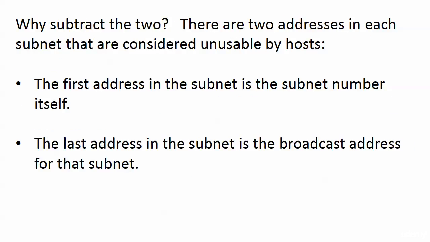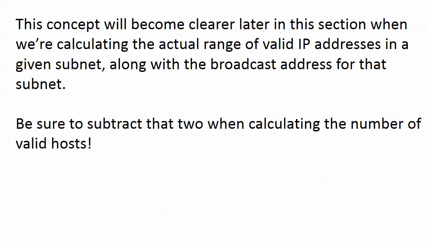Well, there are 2 addresses in every subnet that are considered unusable by hosts. The very first address in the subnet is the subnet number itself. So we can't assign that one to, you know, a printer or something like that. Now, the last address in the subnet is the broadcast address for that subnet. Now, I know I've told you the broadcast address 255.255.255.255 is an overall broadcast address, but every subnet has a broadcast address of its own, and that is the last one in the subnet. So the first and the last addresses in any given subnet should not be used by hosts.